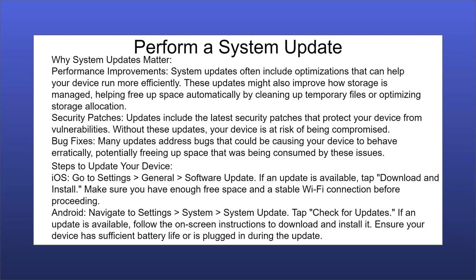Similarly on Android, you can navigate to Settings, System, and System Update, and tap Check for updates. If an update is available, follow the on-screen instructions to download and install it. Ensure your device has sufficient battery life or is plugged in during the update. Some devices will require you to plug your phone in before you update, just to make sure that the charge doesn't run out.